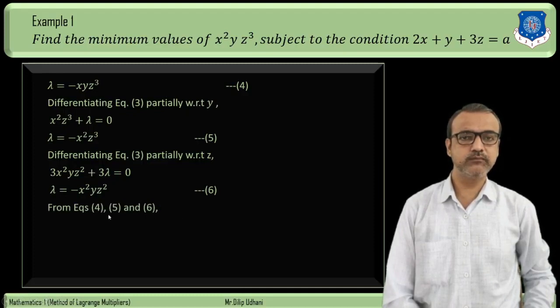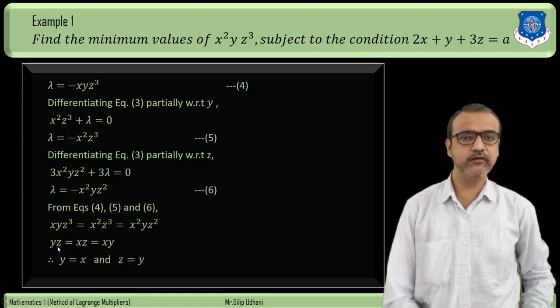From equations number 4, 5 and 6, we can say that x y z cube equals x square z cube, and that is equals to x square y z square. Now we will divide this expression by x z square. So we will be having yz equals to xz equals to xy.